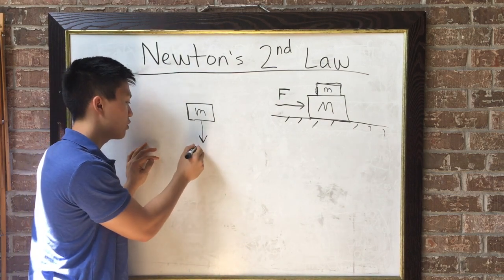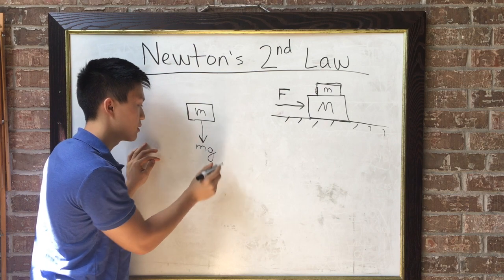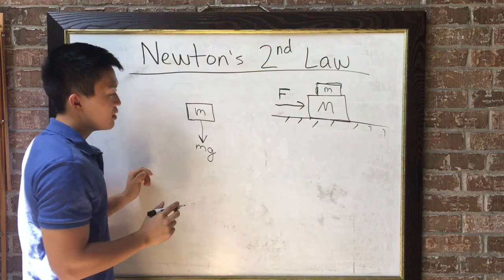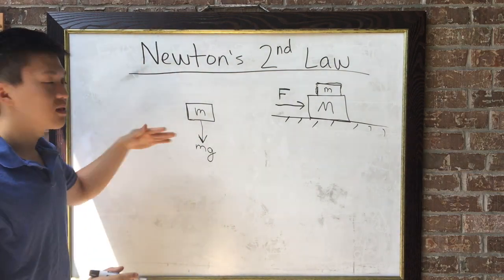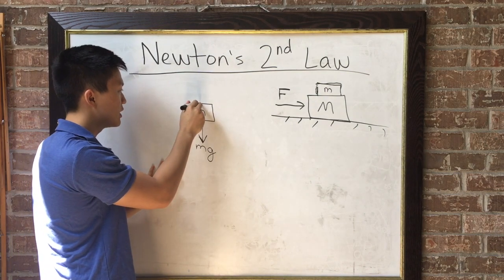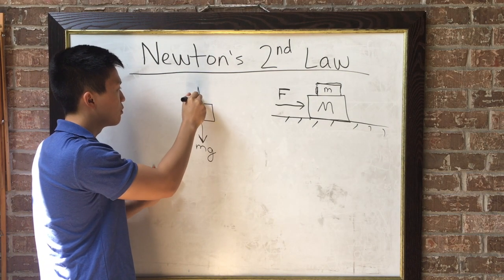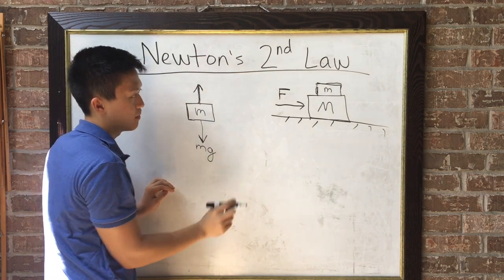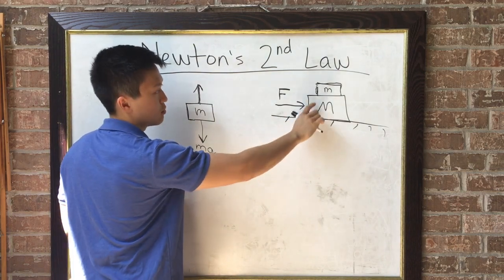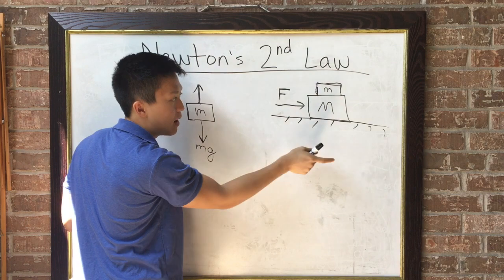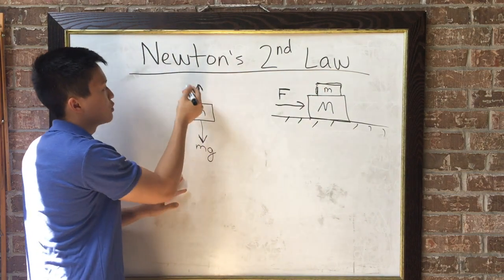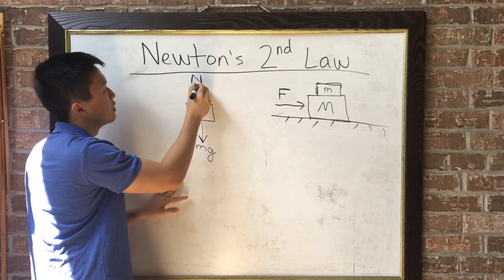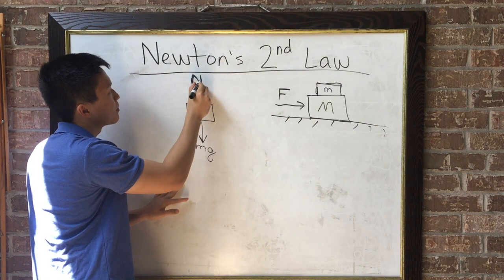So we call this force mg, the mass times g. Since the block isn't moving up or down, it's only moving laterally, we know there's going to be an equal and opposite force pointing upwards. Now, where does that force come from? It comes from the normal force produced on this upper block by the lower block. So we call this the normal force. A lot of times we'll just say capital N. The normal force will show up a lot.